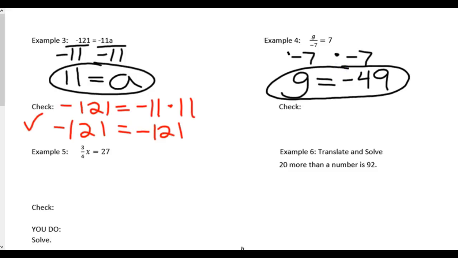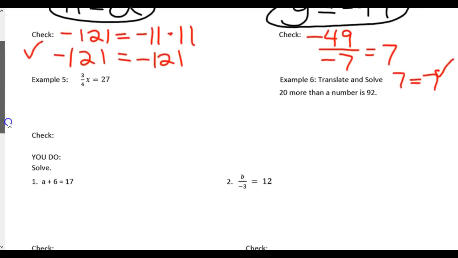Quick check. We got negative 49 in the spot for G. Ooh, I wrote G. Let's try that again. Negative 49 divided by negative 7. Does that equal 7? A negative divided by a negative is a positive, so that's right. So we get 7 and 7. Check. Awesome. Last one. Or no, we got two more.